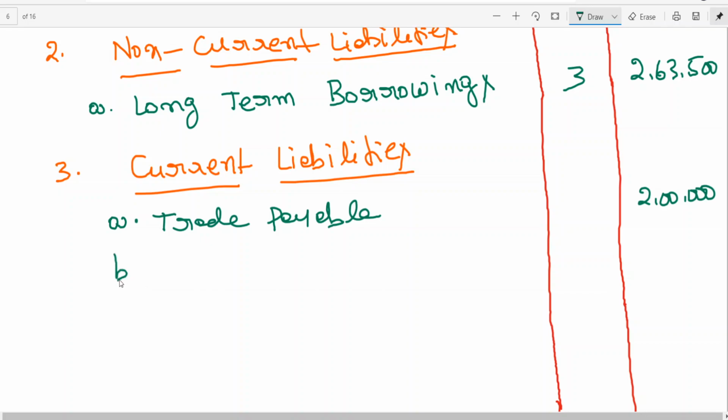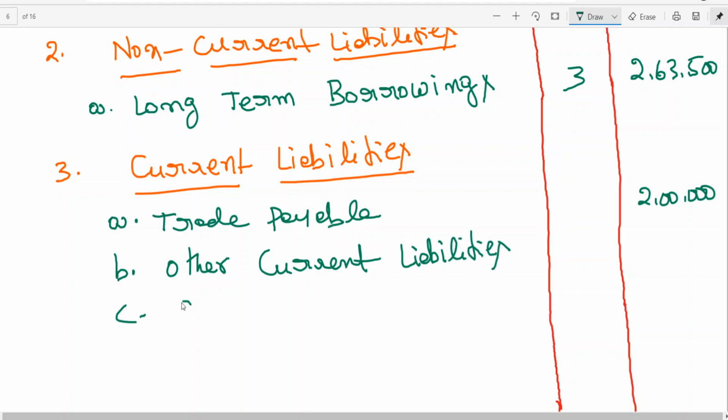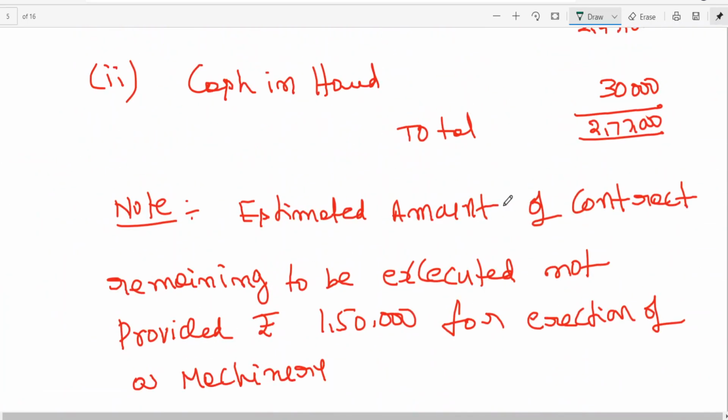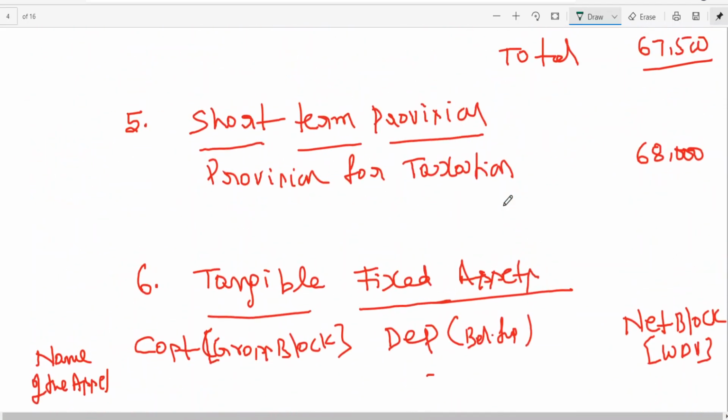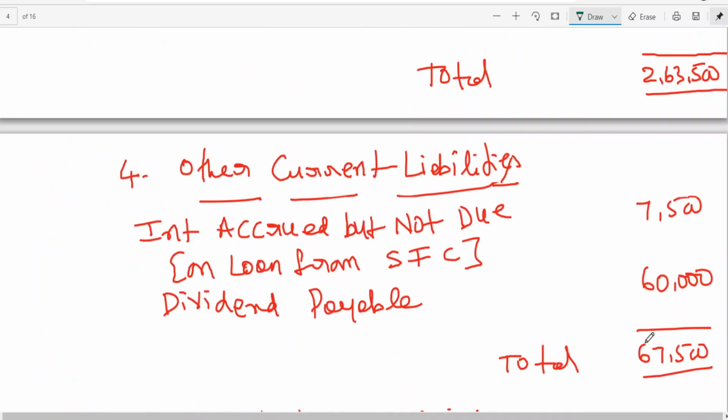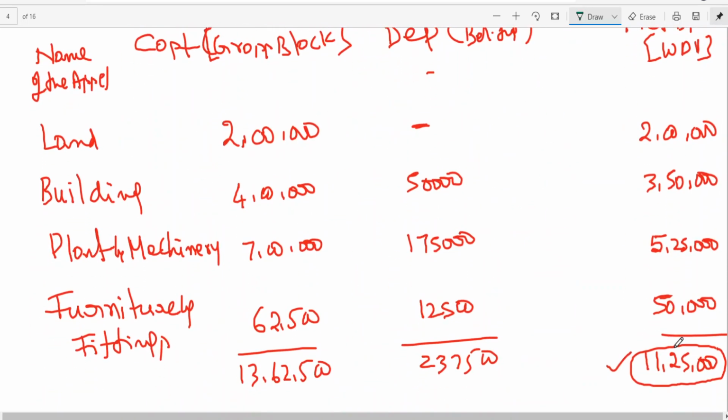Okay. B, we went for other current liabilities, which we have already worked out, and we are also having short term provisions. So other current liabilities 67,500, short term provisions 68,000.